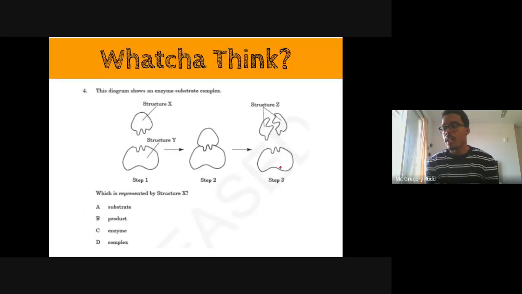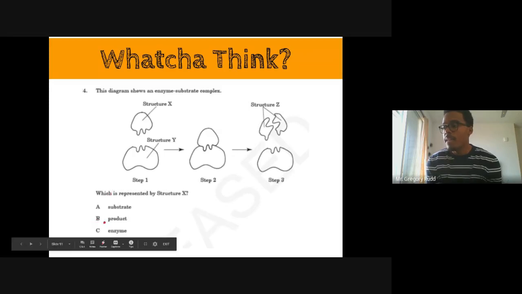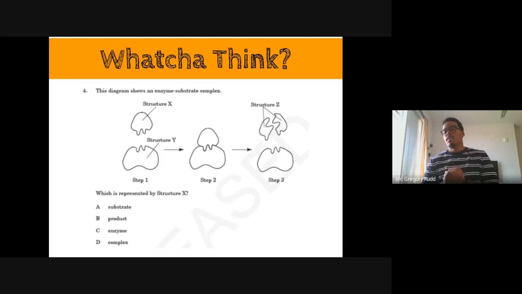All right, one more question, and I'll let you guys do your asynchronous assignment. So we've got a diagram here. The diagram labels several parts. We've got structure X right here, structure Y just below that, and structure Z on the far right. So the question is, which of the following is represented by structure X? Is it A, the substrate? Is structure X B, the product? Is structure X C, the enzyme? Or is it D, the complex? Which of the following?